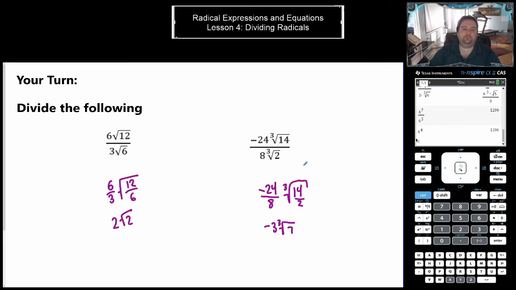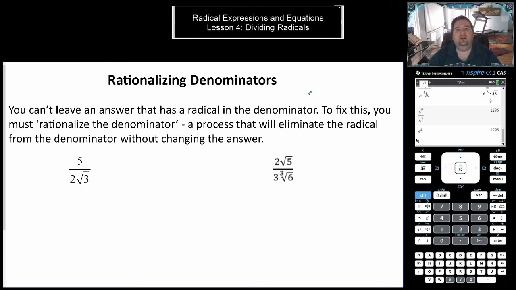Here we go. Let's check your answers. 6 divided by 3 over 12 divided by 6 is 2 root 2. Here we got negative 24 over 8 divided by the cube root of 14 over 2. Negative 24 over 8 is negative 3. Cube root 14 over 2 is 7. Excellent. That's the easy stuff.